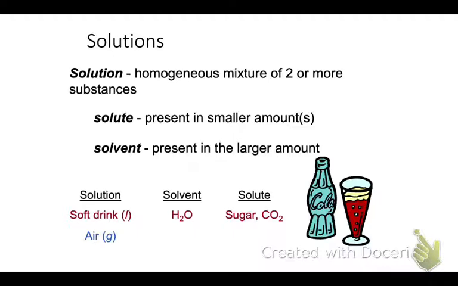Air, a gas, can also be a solution. Gas state can be a solution. The solvent is whatever exists in the larger amount, and in air that will be nitrogen gas. And the solutes are the substances that exist in smaller amounts, and in that case it will be oxygen, argon, methane, water vapor, etc.